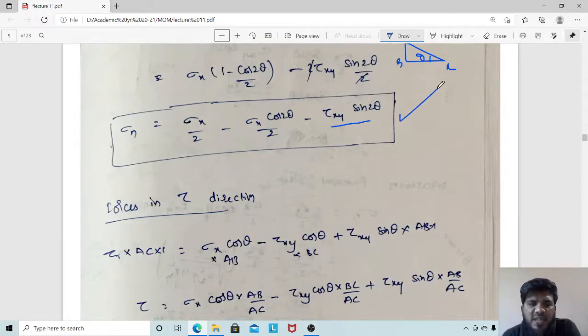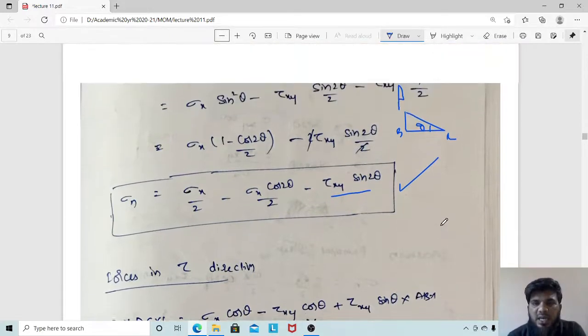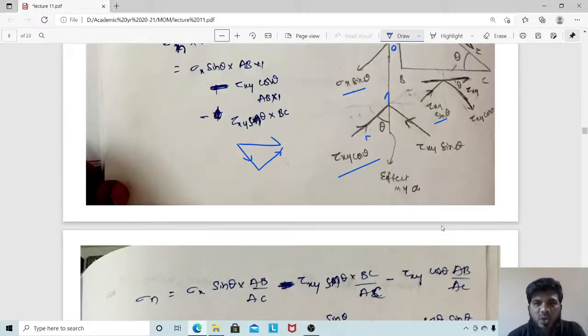Next, the forces acting in the tau direction. What are the forces acting in the tau direction? Tau is acting along the oblique plane, that is nothing but AC into 1. Whereas sigma x is acting along the plane AB into 1, tau xy is also acting on BC, and tau xy sin theta is acting along AB. If you are getting confused, go to the figure. See this, tau xy cos theta is acting along the AB plane, tau xy sin theta is acting along, now we have to see the parallel direction, tau xy cos theta is acting along the BC direction.